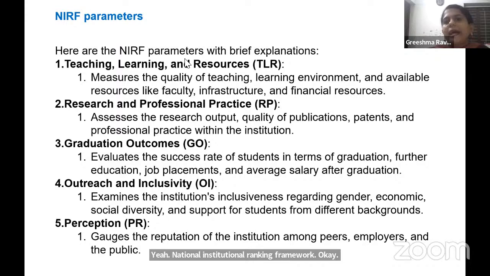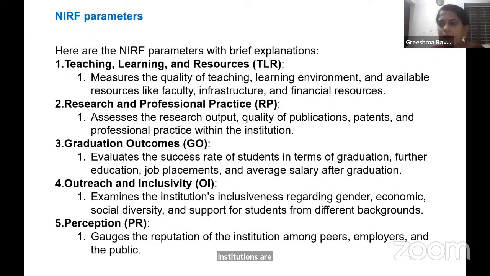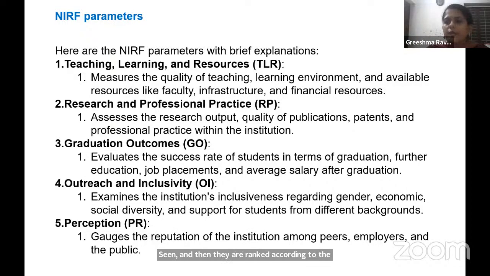So here are the parameters based on which they are selecting the institutions. NIRF is a National Institutional Ranking Framework based on which the performance of the institutions is seen, and then they are ranked according to their performance. So what are the parameters based on which these institutions are ranked as number 1, number 2, and all? That means overall basis, university level, college level. We have seen this ranking and all, right? So what are the parameters? Teaching, learning, and resources, TLR. They can ask full form also. Okay, so what are the parameters? Teaching, learning, and resources, research and professional practice, graduation outcome, outreach and inclusivity, perception. So these are the parameters based on which they judge the institution and then they provide the ranking.